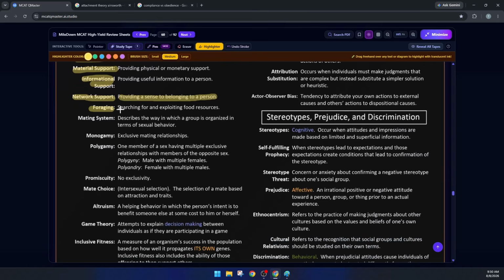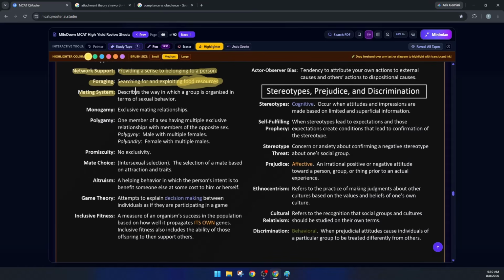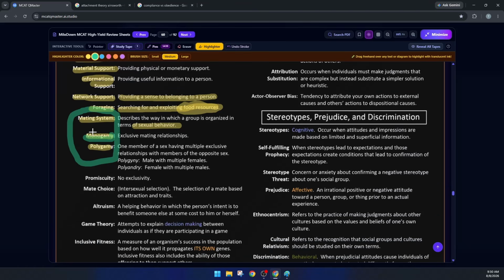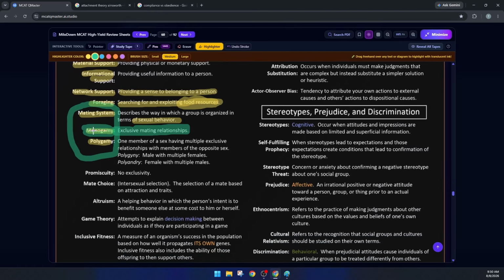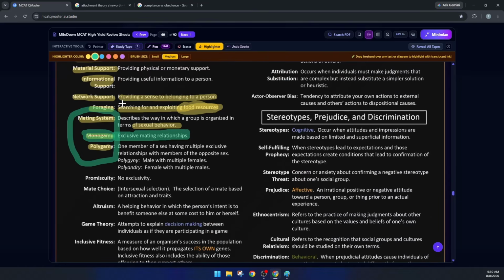Okay, foraging: searching for and exploiting food resources. Food, foraging, food. F for food. The mating system describes the way a group behaves in terms of sexual behavior, monogamy and polygamy. So these are different mating systems. Mating systems could be monogamy, your exclusive mating relationship. So you are exclusive with somebody, that's monogamy. So mono for one, right? One to one, right?